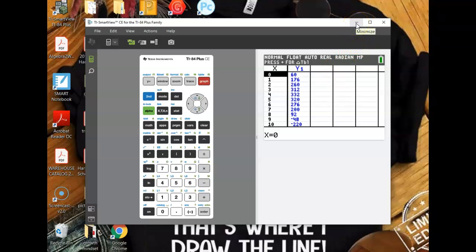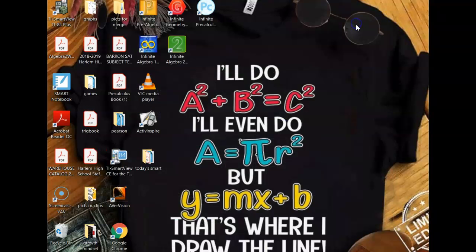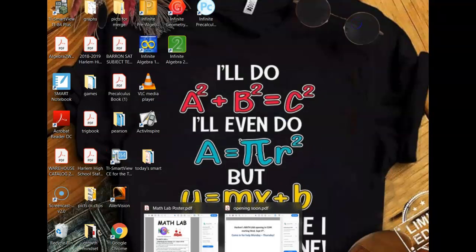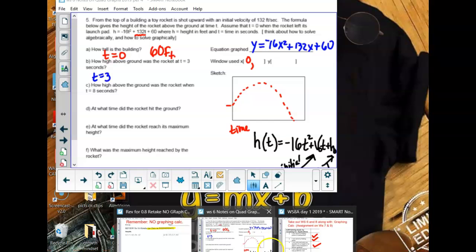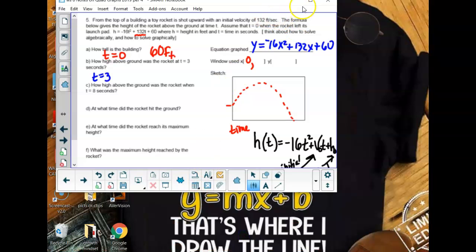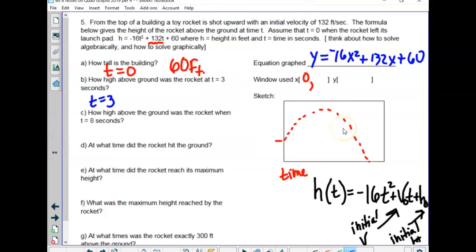Anybody need help? I really need everybody to be doing this, so let me know if you're stuck. Okay. What's the next thing it asks, guys? Okay. So can you just put in an 8 for me? This was 312 feet. At t equals 8, you can trace or you can use the table. Anybody getting a number?